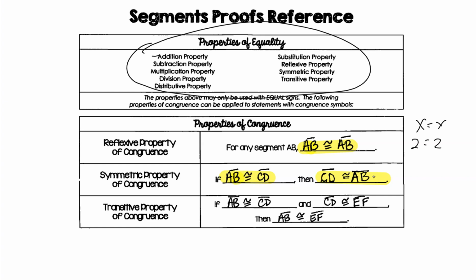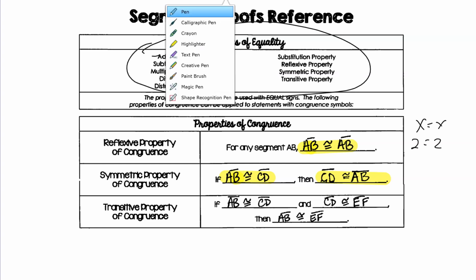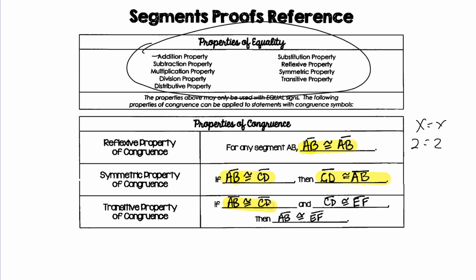Next, we have the transitive property of congruence. So, this is where, very much like a syllogism, if segment AB is congruent to segment CD, and segment CD is congruent to EF, well then segment AB is congruent to EF. Right? So basically, we're just saying that if AB, then CD, and if CD, then EF, well, those cancel each other out, and it leaves AB is EF.